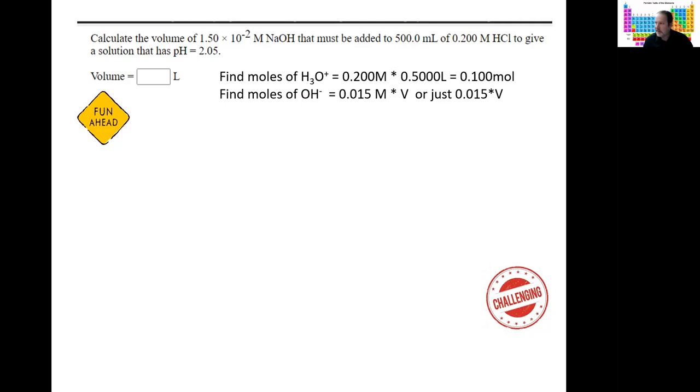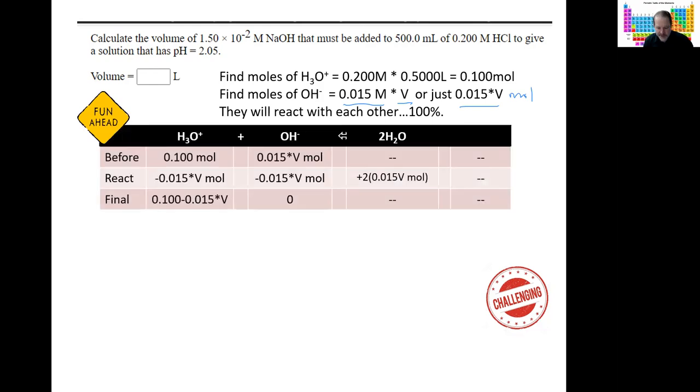Now, how much base do I need to add? I'm not going to react all of those moles, I'm going to react some of them. How much? Well, the concentration of the base times the volume, but they didn't give it to me, will tell me how many moles of sodium hydroxide I need. And they're going to react 100%, not 100% of what's there, but whatever sodium hydroxide is going to react, I don't have to worry about an ice table or anything.